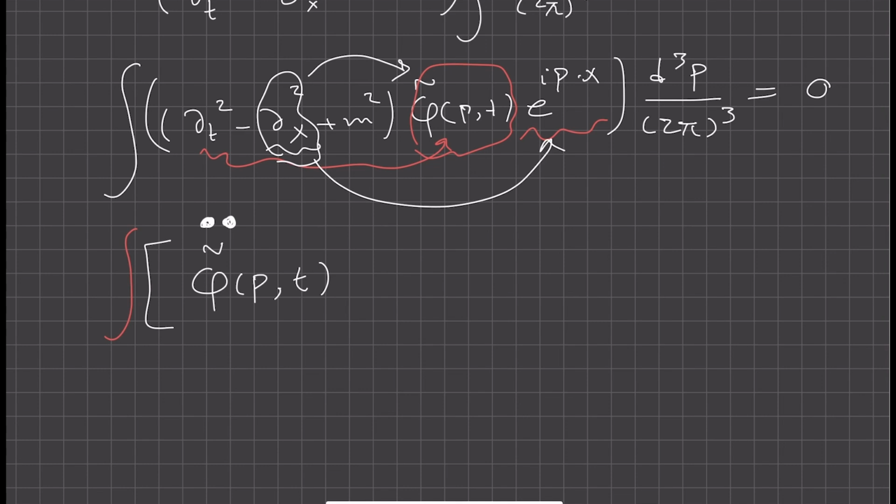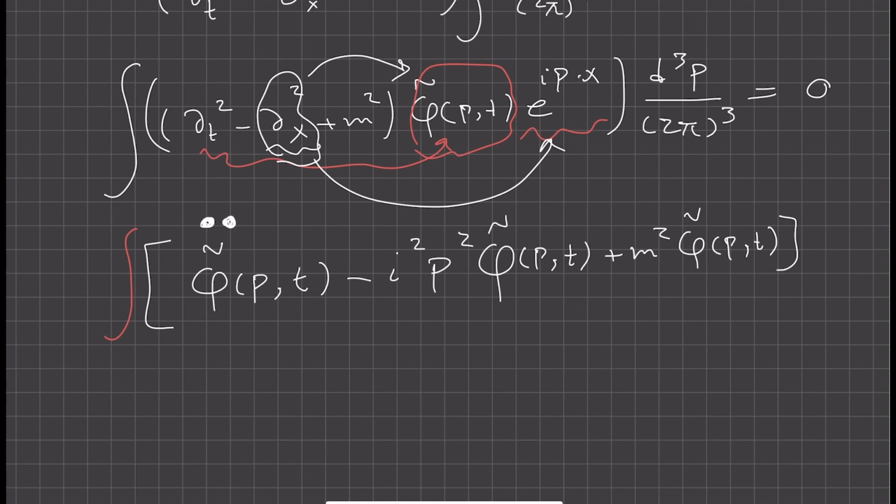So when it acts on the exponential term, what comes out is the momentum. So we're going to have i squared, plus... so there's a minus sign here. And then I have i squared p squared, so that comes out from the exponential term, phi tilde of p and t, and then this exponential term I'm trying to factor it out. And the next term is just m squared times phi tilde of p and t, and then I have this exponential term out times the differential element of the momentum space is equal to 0.